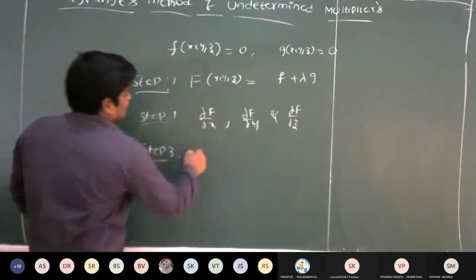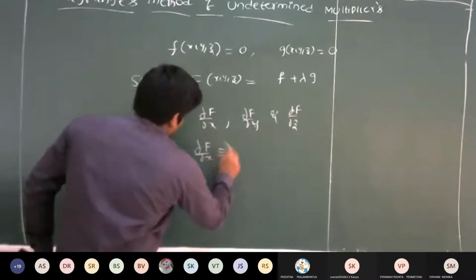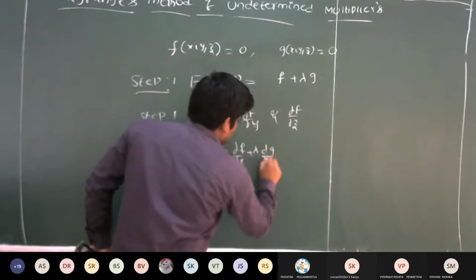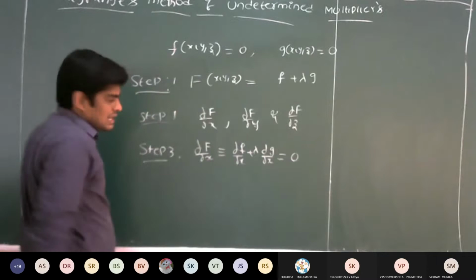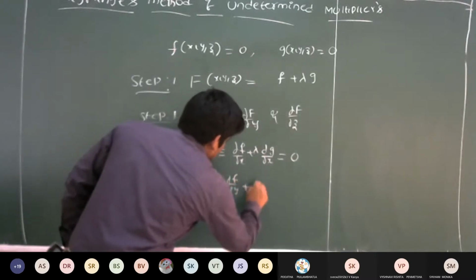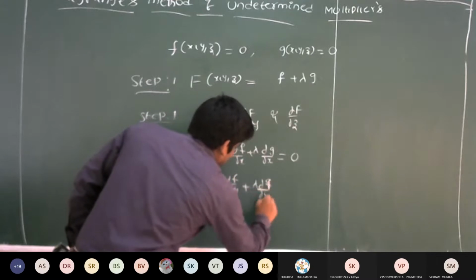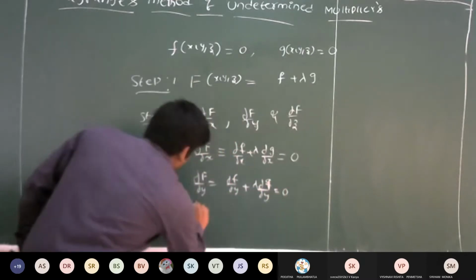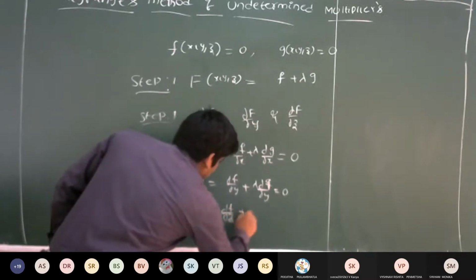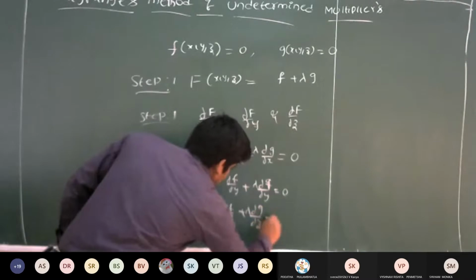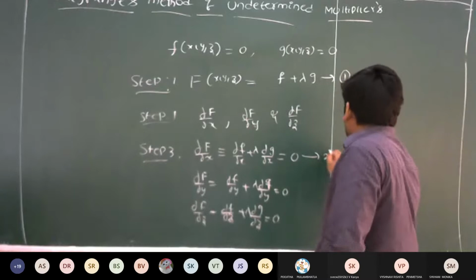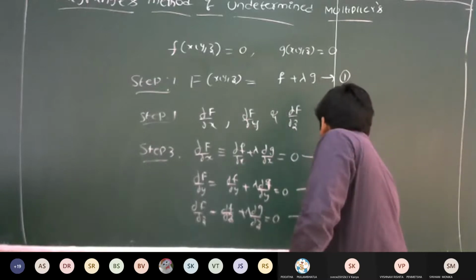So in the next step, we have to equate the value of dou F by dou x, that is, dou f by dou x plus lambda into dou g by dou x equal to 0. Next one, dou F by dou y is dou f by dou y plus lambda into dou g by dou y equal to 0. Next one, dou F by dou z is dou f by dou z plus lambda into dou g by dou z equal to 0. So these are called equation numbers. Suppose if we take this one as 1, this is 2, this is 3, and this is 4.